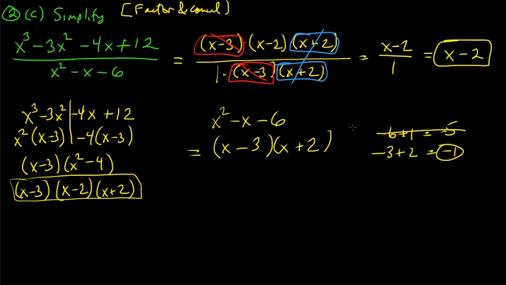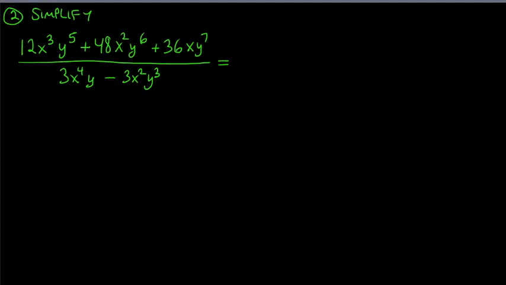And let's do part D because I know that's going to be a difficult one. Okay, so this is number 2, part D. 12x cubed y to the 5th plus 48x squared y to the 6th plus 36x y to the 7th, all over 3x to the 4th y minus 3x squared y cubed. Yeah, so again, this probably doesn't look like an easy one because in this case we have both x's and y's, but it's still done the same way, right? We want to factor and cancel.